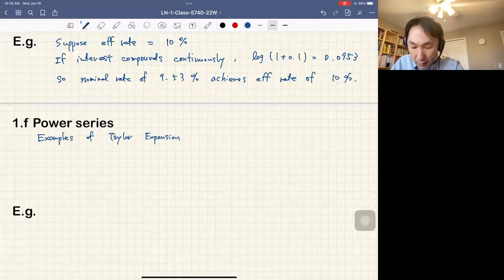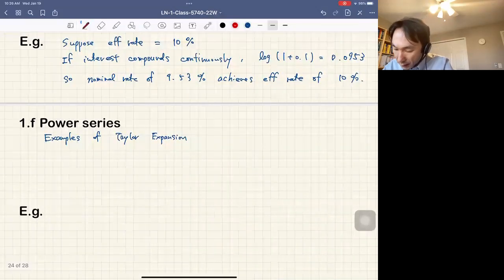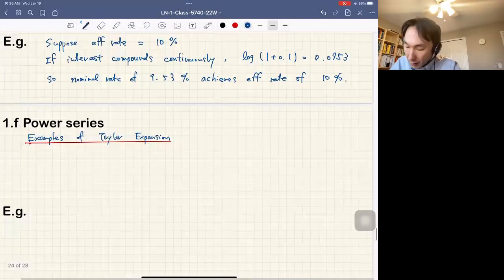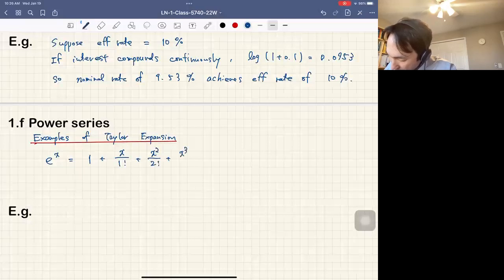So, several examples. The first one: e to the power x is equal to 1 plus x over 1 factorial plus x squared over 2 factorial plus x cubed over 3 factorial, and so on.